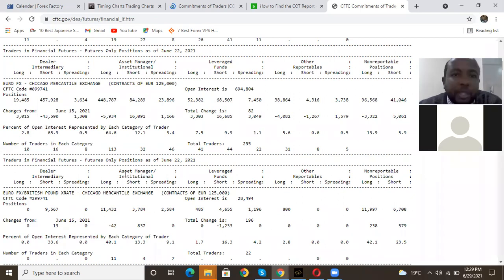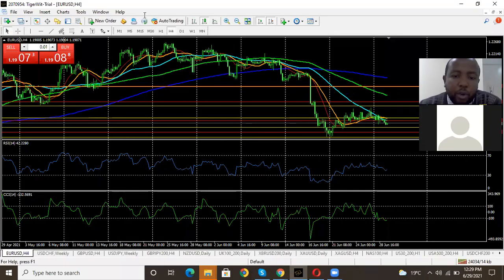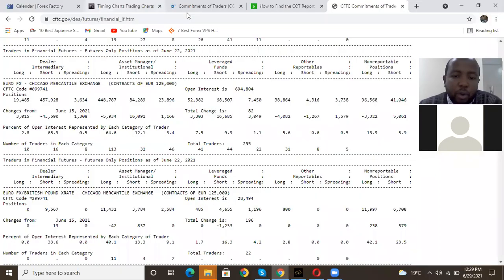The reason I'm showing you this data is that it will always help you know where everyone has taken their position. And once you know where everyone has taken their position, you can always come back and know where to take your position. So at least today, I think I've introduced you to timing charts. I've shown you how it works. I've also introduced you to bar charts and also COT. I think, guys, we'll continue on this because of time.